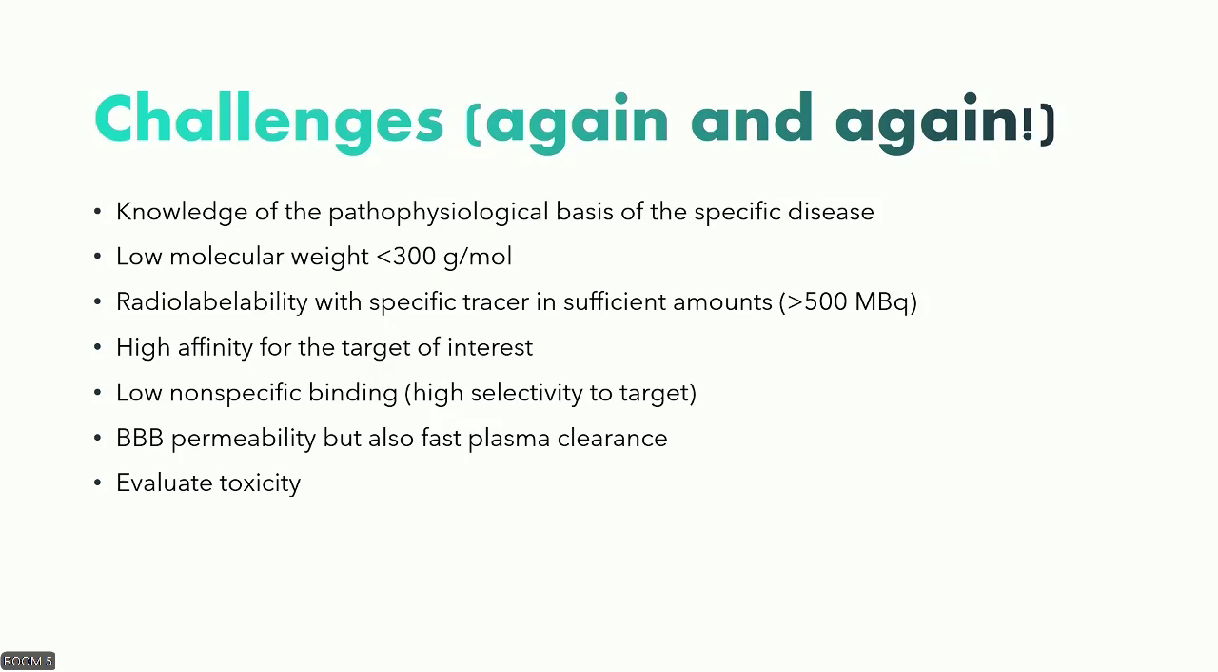Then the drug itself must have a low molecular weight and must be radiolabelable with this specific tracer. So once we know what we want to seek, we need to know what actually binds to this molecule. The tracer has to have a high affinity for the target of interest and a low binding to other regions. Because then I have to normalize. I have to know that it won't just spread and distribute over the district of interest.